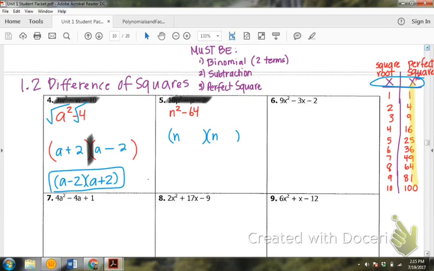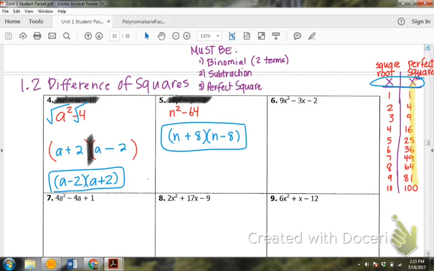And we know the square root of 64 is 8. Notice I'm not putting 64 in there, I'm putting 8. One's plus, one's minus. The reason it has to be plus and minus is such.